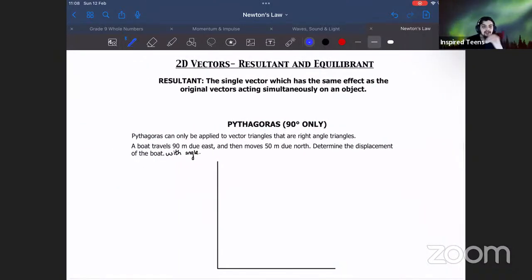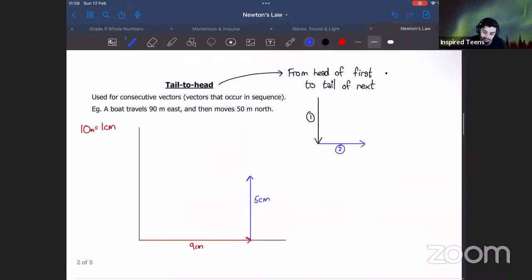Let's look at 2D vectors, resultant and equilibrium. We have something called the resultant vector. It is a single vector which has the same effect as the original vectors acting simultaneously on an object. Okay, so let's discuss that practically.